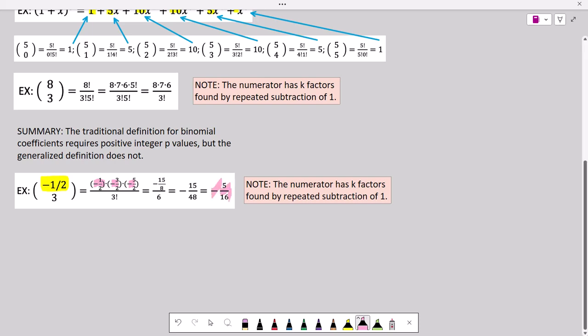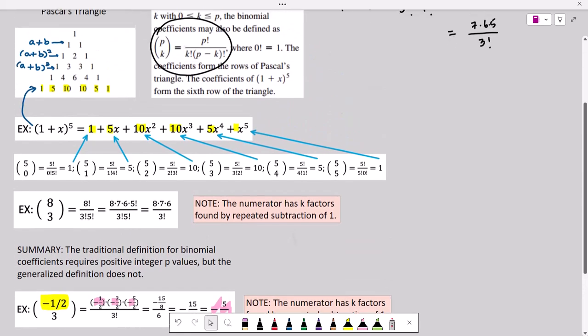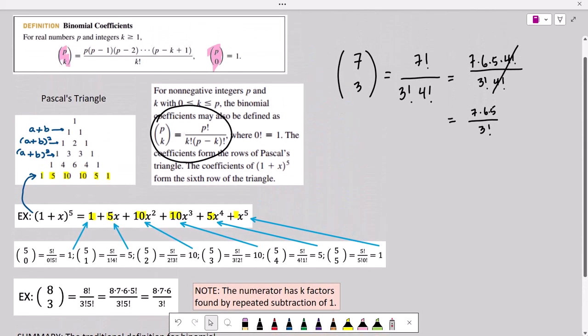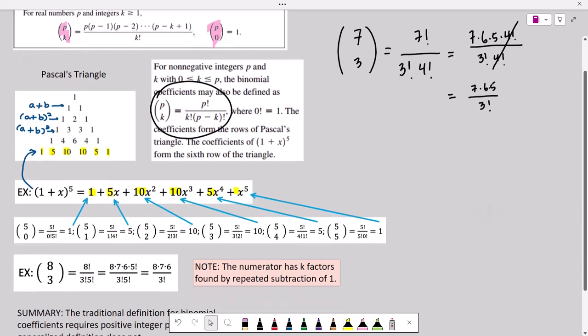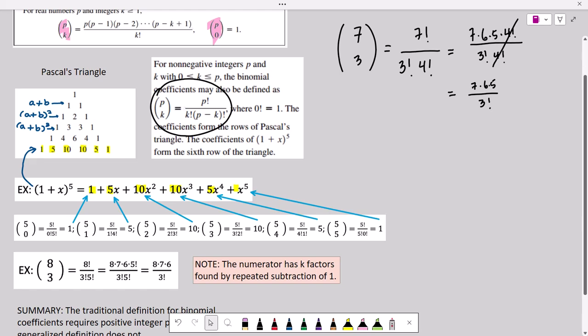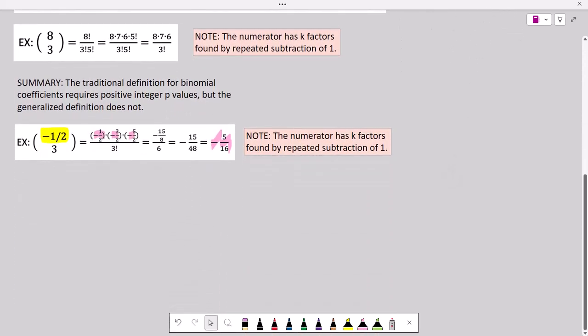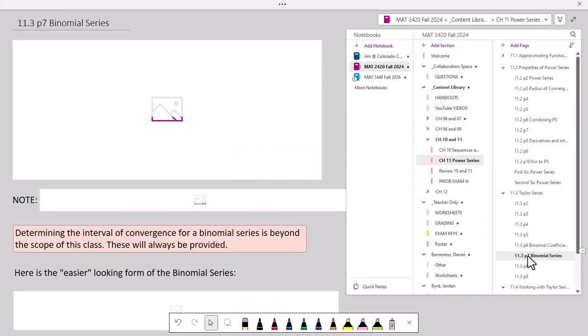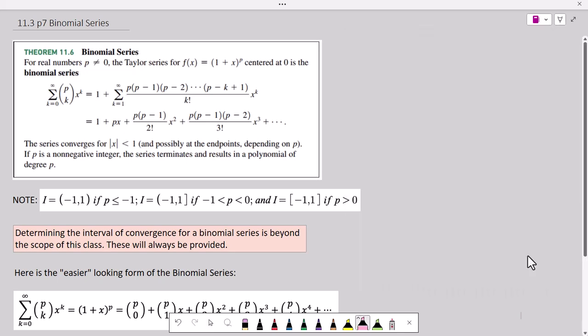Okay, so that is what we're going to do. This is the generalization that's going to be important for us: P can now be any real number, and we're going to use this non-factorial definition of the binomial coefficient, where we have no more factorial in the numerator. We just have repeated subtraction of 1. We get this oddball number, and it's going to lead us to the binomial series. Here comes the binomial series.